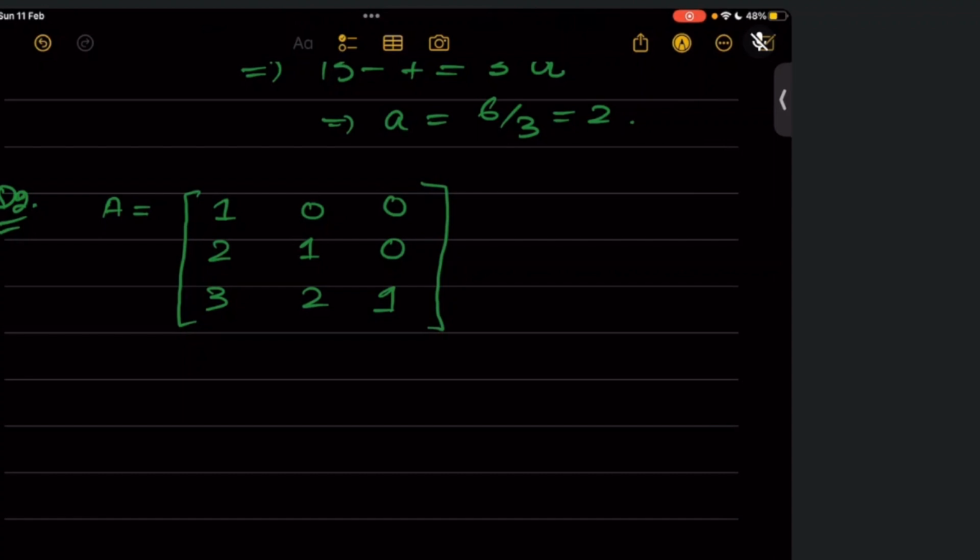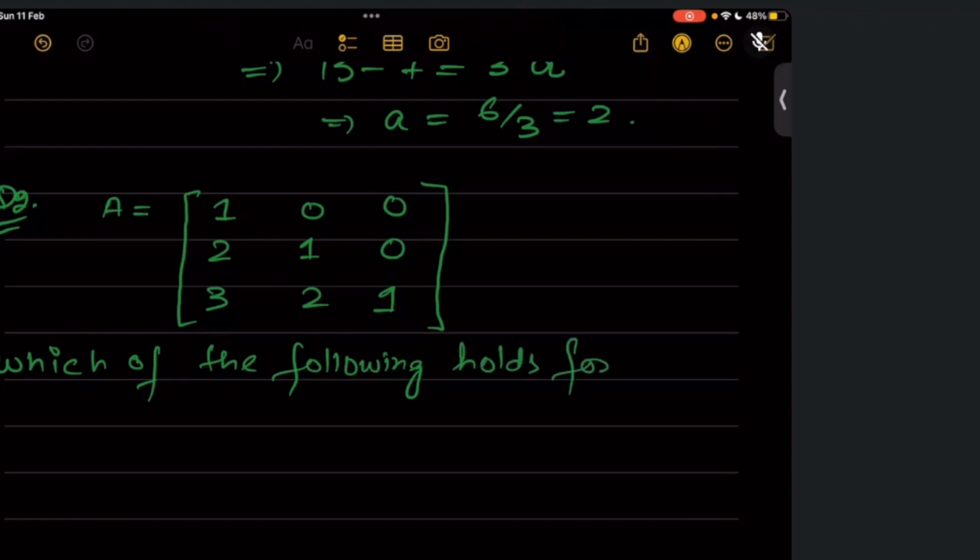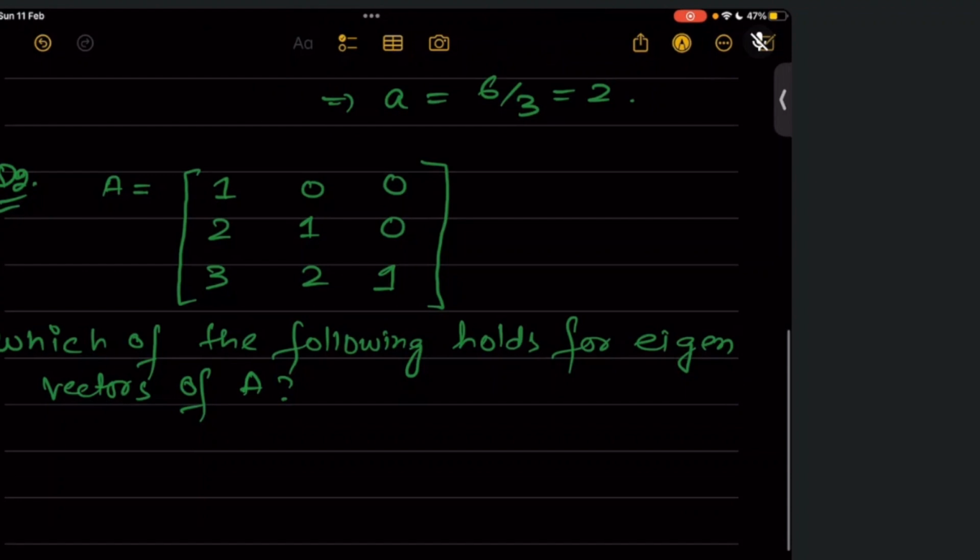Now there are a few statements and we have to check them regarding the eigenvectors of the matrix. Which of the following holds for eigenvectors of A? I think first we should calculate the eigenvectors, then I will move to the statement part, because obviously we have to solve for the eigenvectors first.